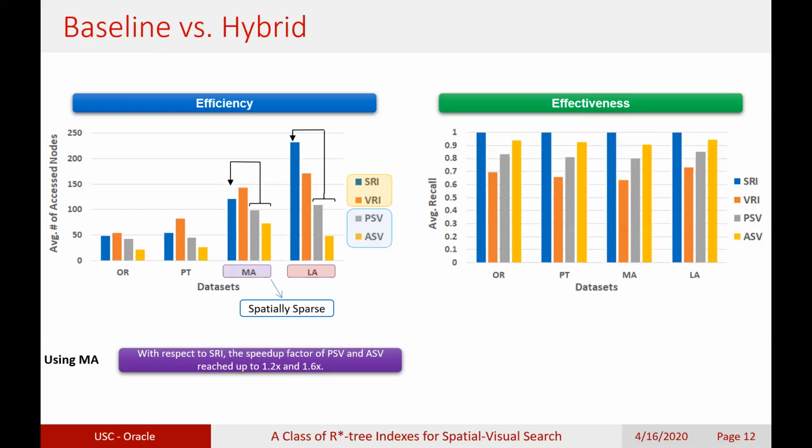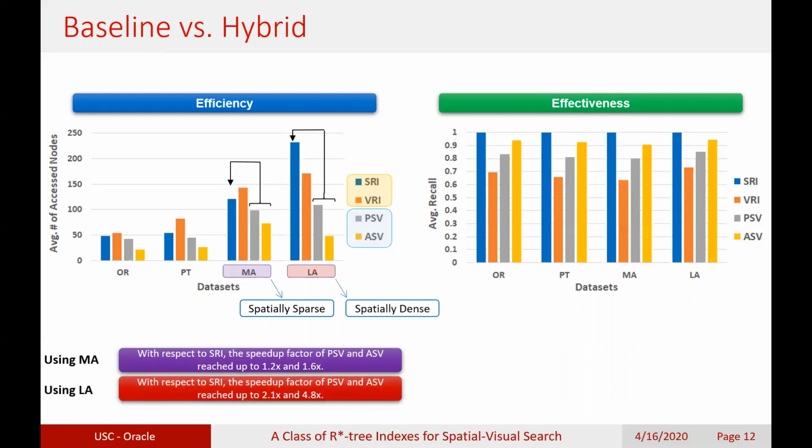But when using a spatially dense dataset, the hybrid indexes do a better job, and they obtained a speedup factor of up to 4.8. In a highly spatially dense dataset, we have more images in a local region, which potentially increases the similarity among images in that region, hence increasing the locality of similar visual features. Therefore, our hybrid indexes can do a better job.